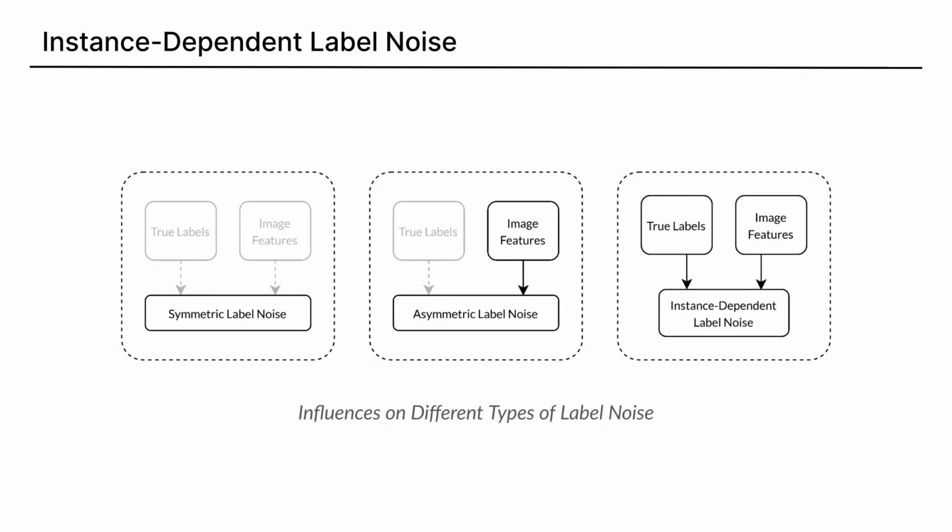In this work, we aim to address the noisy label learning problem, where we wish to learn from datasets with incorrect or corrupted labels. We focus our work on instance-dependent label noise, where the true labels and image features affect how a sample is likely to be mislabeled.